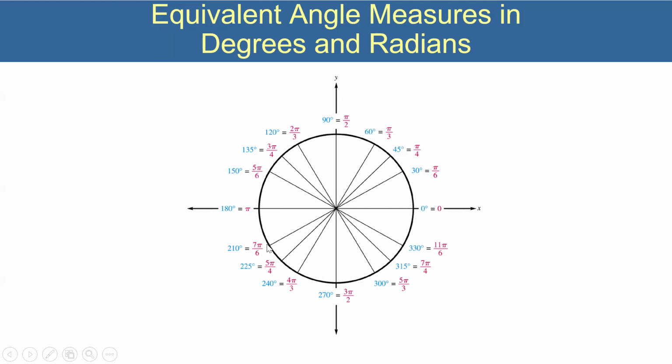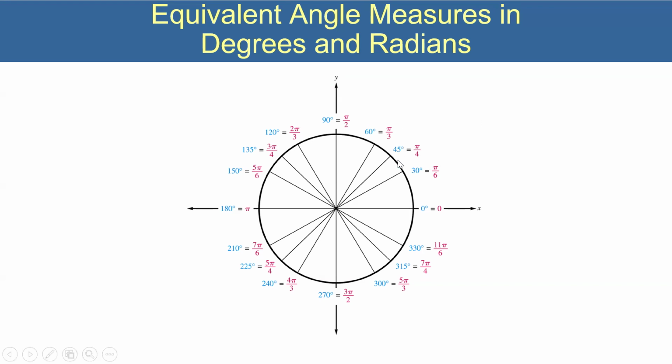I'm at 7 pi over 6, which can't be reduced. I'm at 8 pi over 6, which reduces to 4 pi over 3. I'm at 9 pi over 6, which reduces to 3 pi over 2. I'm at 10 pi over 6, and I'm at 11 pi over 6, which is the same. And then I make it all the way to 12 pi over 6, which is just 2 pi. So with your 30s, you fill in everything else. Well, with your 45s, you're going to fill in everything else.